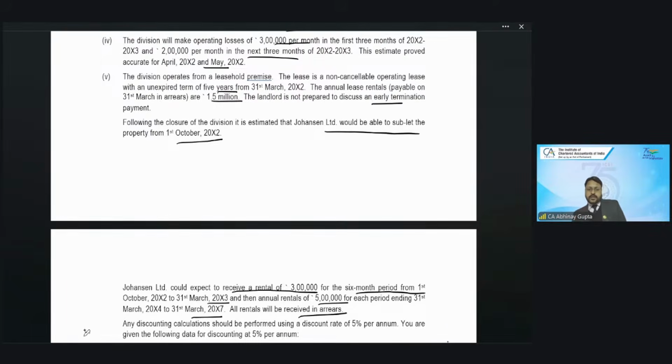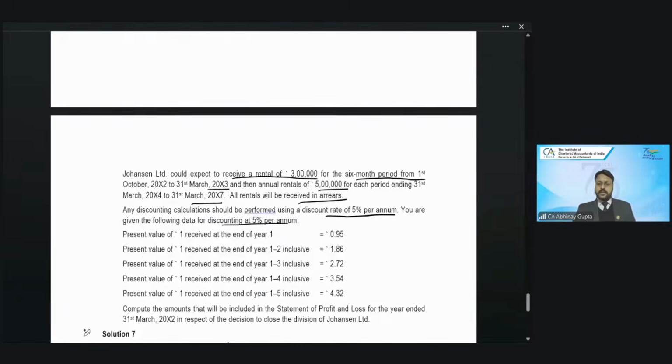Any discounting calculation should be performed using a discount rate of 5% per annum. You are given the following data for discounting at 5% per annum. So these are the discount rates offered, for year 1, year 2, year 1 to 3, year 1 to 4, and year 1 to 5. Compute the amount that will be included in the statement of profit and loss account for the year ended 31st March 2002 against the decision to close down the division of Johnson Limited.